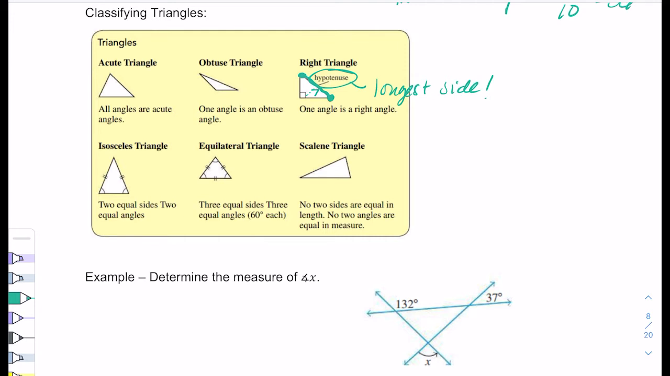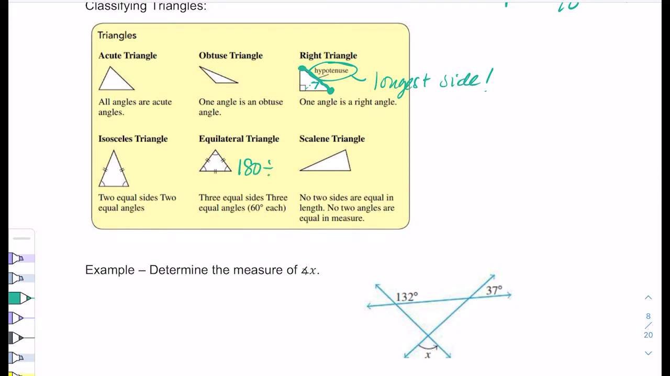You can also name a triangle by its side lengths. So you have an isosceles triangle, which means two sides are equal. You have an equilateral triangle where three sides are equal, and that means all of the angles inside would be 60 degrees, because 360 divided by 3 is 120, or rather 180 divided by 3 is 60 degrees. And a scalene triangle has no sides that are equal.